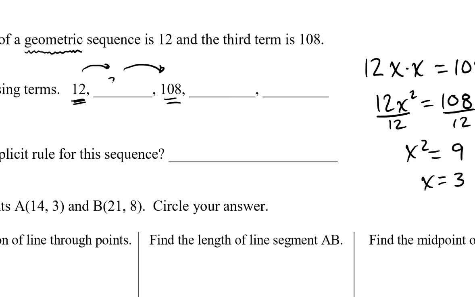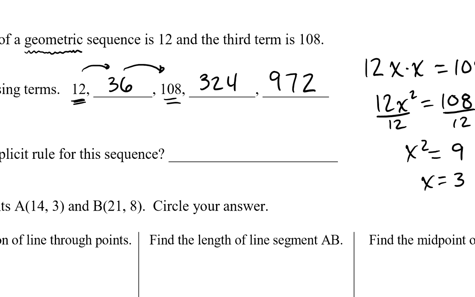But 12 times 3 is 36 in the case that my ratio is positive 3. If I take the 108 and I multiply that by 3, I think I get 324. And then 324 times 3, I just did this on my calculator off screen, is 972. So these are the values of the sequence. I filled them all in. I go from 12 to 36 to 108, 324, and then 972.